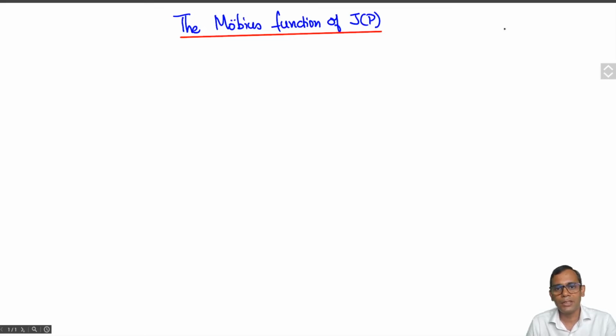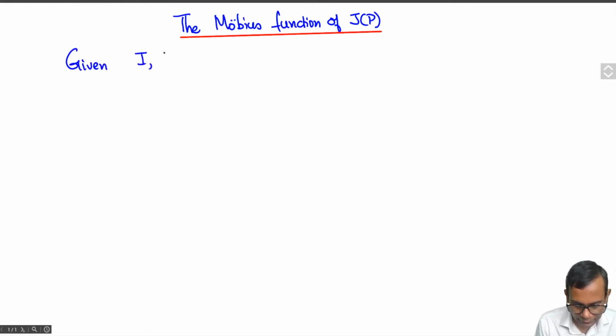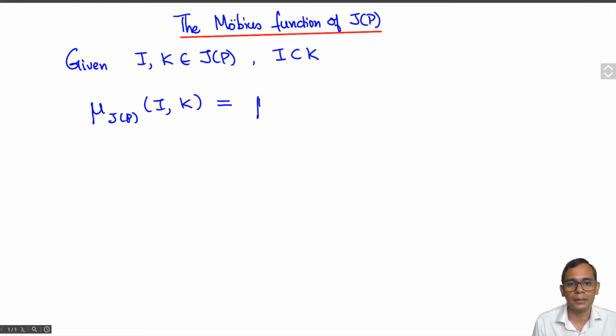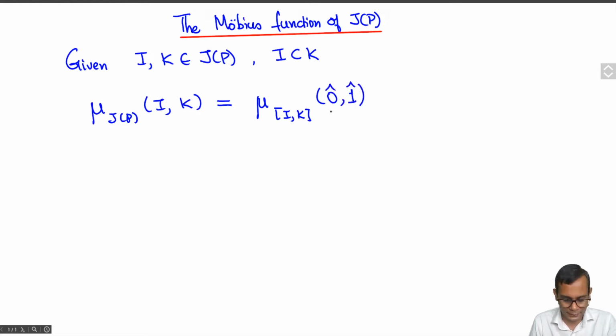In the last lecture, we defined Jp to be the lattice of order ideals of a poset P. In this lecture, we'll compute the Mobius function of Jp. So given two order ideals I and k in Jp such that I is contained in k, we want to compute mu in Jp of I comma k. And this we know is just the mu in the interval between I and k of 0 hat and 1 hat. The least element of this interval is I and the greatest element is k.